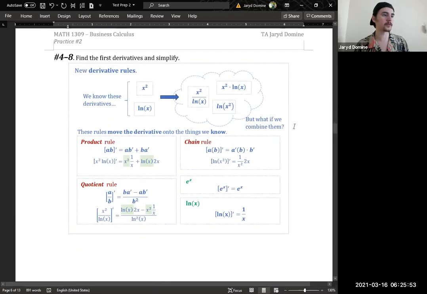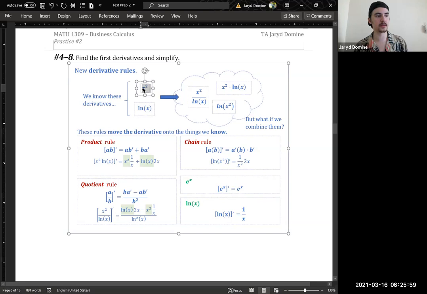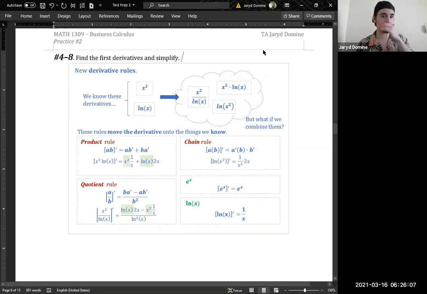Okay, numbers 4 through 8. These deal with new rules. We're still doing functions of x. Later on, we'll get to partial derivatives, that's when you have x and y. But for now, it's just x. And we're looking at a couple new rules that were given.